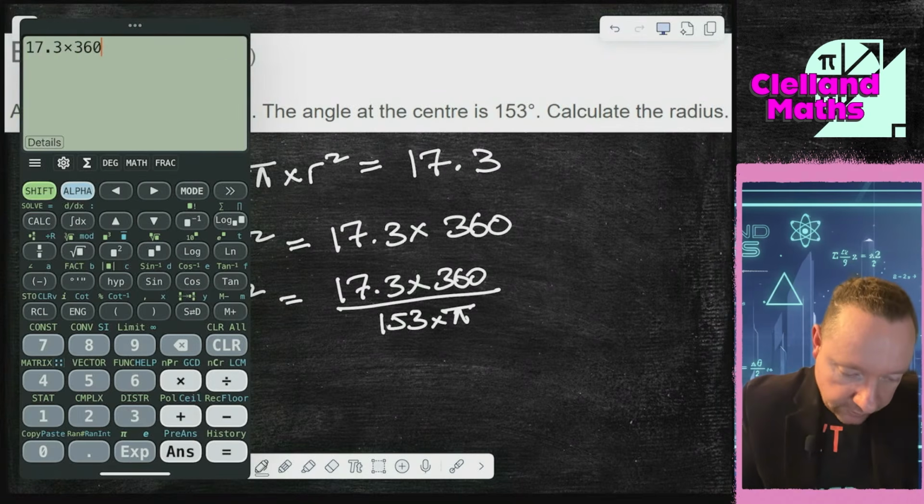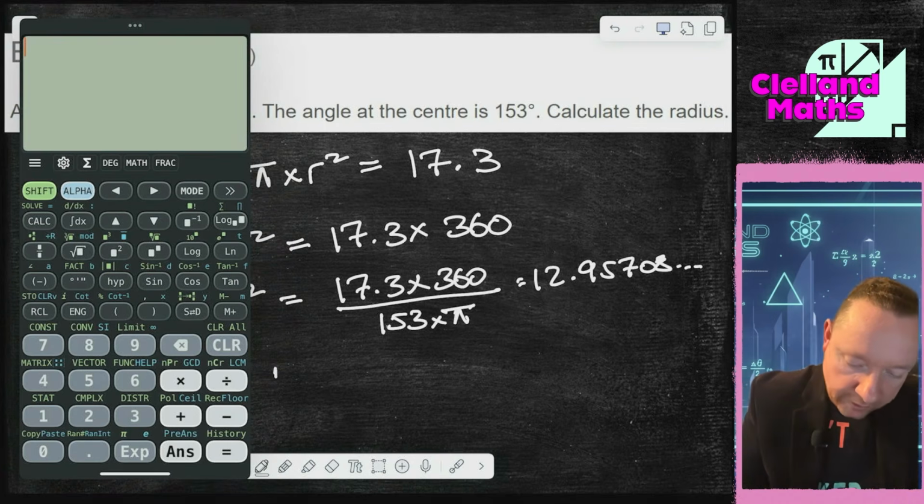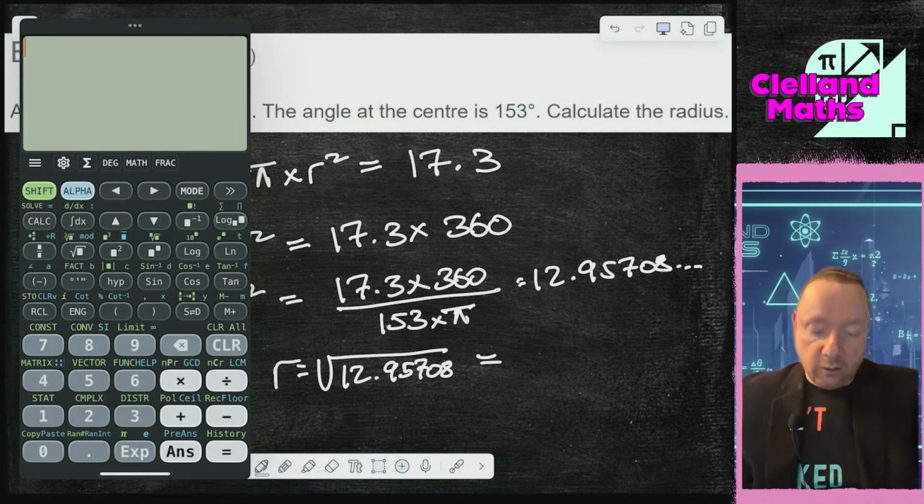17.3 times 360 divided by brackets pi times 153 is 12.95708. A bunch of other numbers, but that'll be enough. So my radius equals the square root of 12.95708, because I've got r squared, remember, opposite square and a square root.